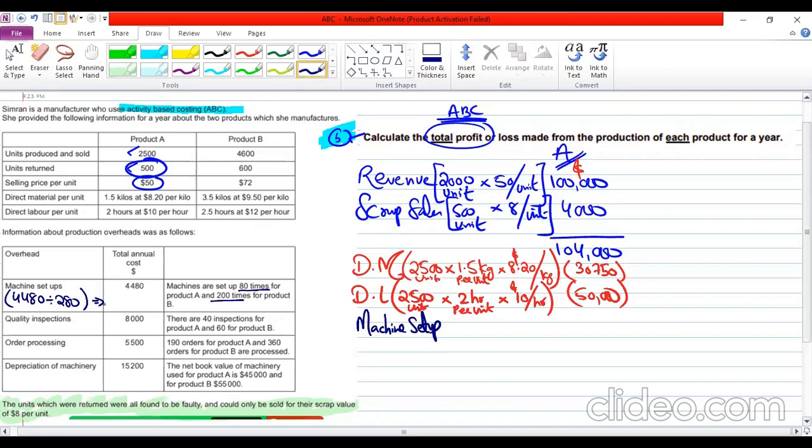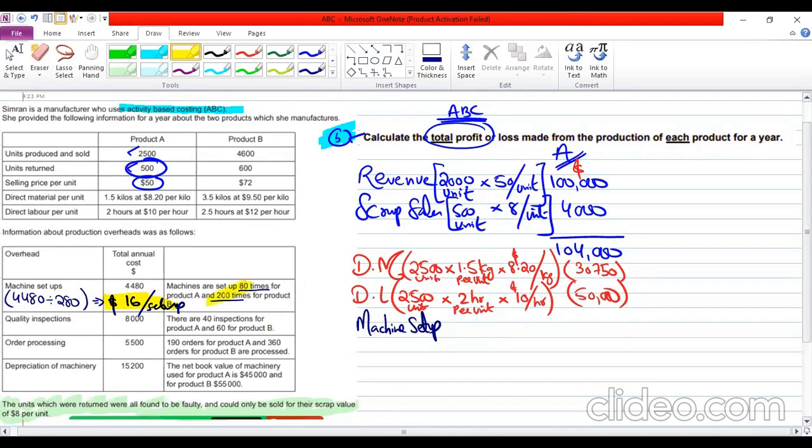280 setups, right or wrong? Yes. So what is my cost per setup? One setup is going to cost me how much? Sorry, 16. So I got that 24,480 is my setup cost, total overheads.